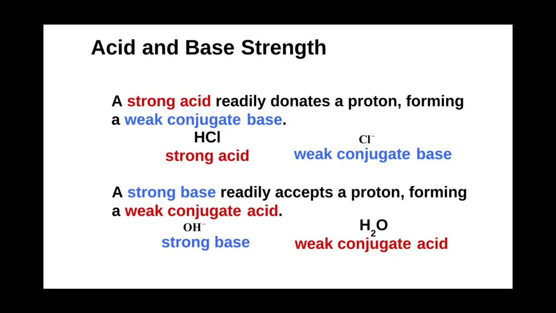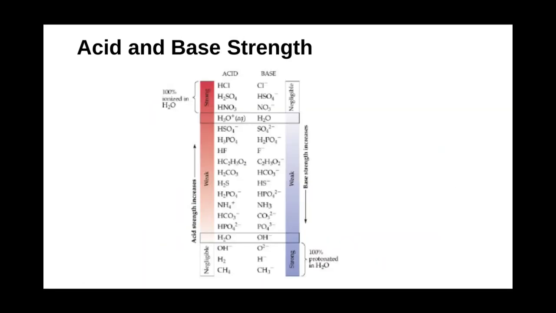So, just another way to think about what makes a strong acid, what makes a strong base, what makes a weak acid, what makes a weak base. And we can see some examples of these acids. So acids, we have hydrochloric acid, sulfuric acid, and nitric acid, all completely ionized in water, so they're considered very, very strong acids. You'll notice that their conjugate bases are very, very weak bases.